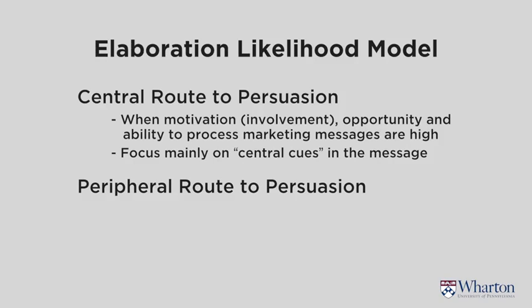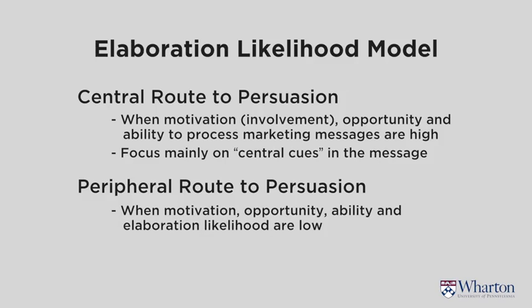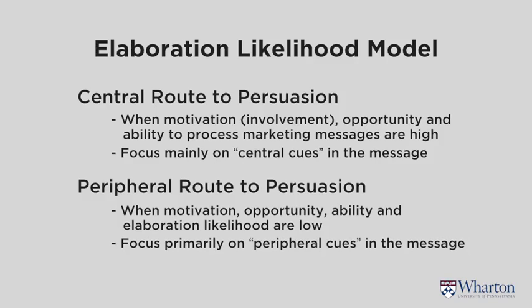And so when your opportunity, motivation, and ability to elaborate, to cognitively process, is low, then the way to persuade people is through these peripheral cues, which are more automatic reactions. People just make decisions based on these cues, and it's not because they thought it out carefully.